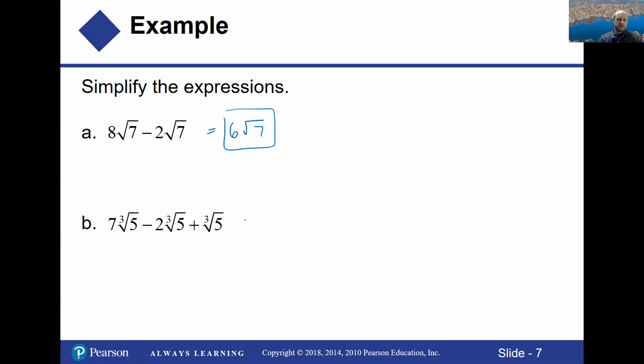Same thing with this. This is where it might help to do the parentheses if you want. These are all cube root of 5, so those are all like radicals, but I have a coefficient of 7, coefficient of minus 2, and plus 1, really, right? Plus a 1 there. It's always a 1 in front. And then we have a cube root of 5. 7 minus 2 plus 1 would be 6 cube root of 5.